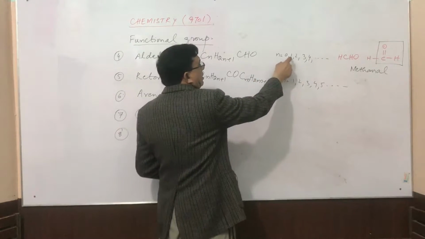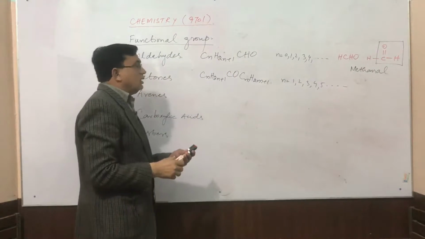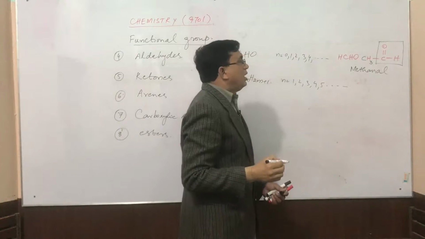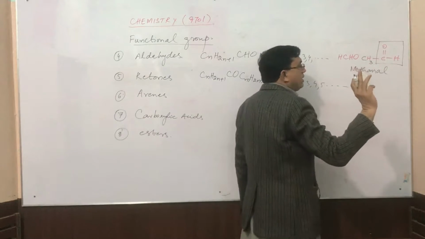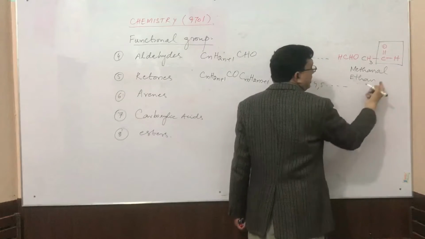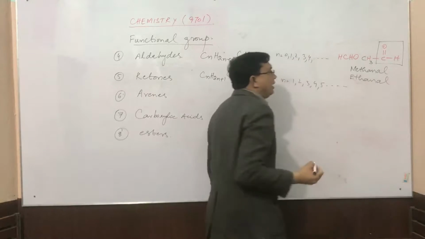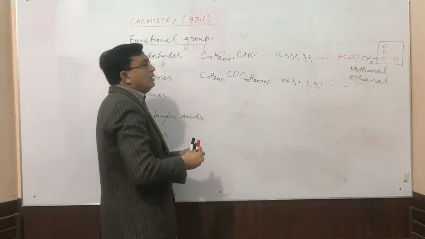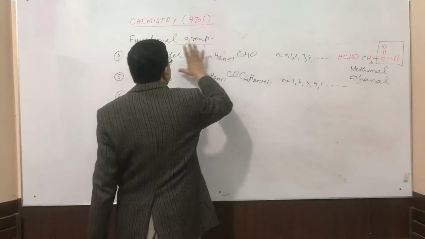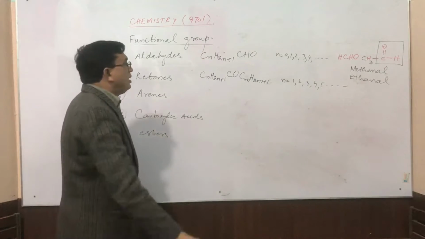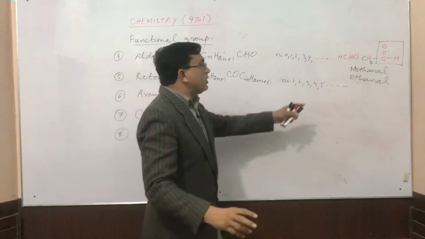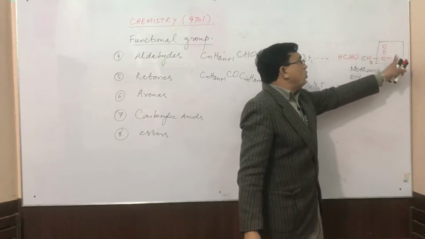And if I put n value 1, this will become CH3CHO. Now this compound contains 2 carbon atoms. Depending upon 2 carbon atoms, we write ethane, and instead of E, we add al: ethanal. In this manner, from this general formula, we can also develop a homologous series for the aldehydes. These are aldehydes, and this is the method to name the functional group containing C double bond OH.